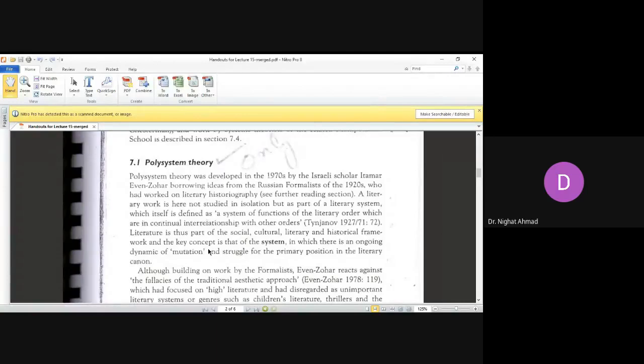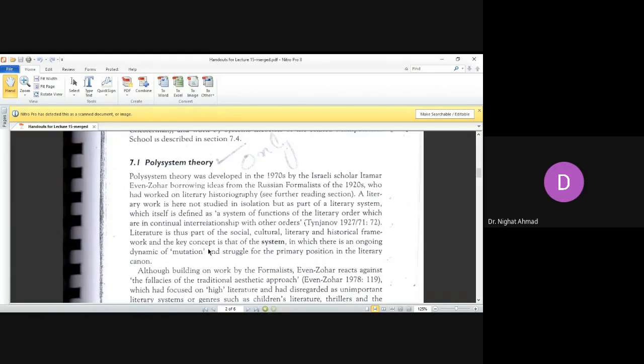A literary piece of writing, social, historical, literary, we say belongs to a system in which there is an ongoing dynamic mutation. Even if it is a blend, a reflection of these systems, social, cultural, literary, historical, yet again we take them together as a system in which there is always mutation going on. What do you mean by mutation? Changes are taking place in it. It's not dead. There is always an ongoing dynamic of mutation, change, struggle going on.